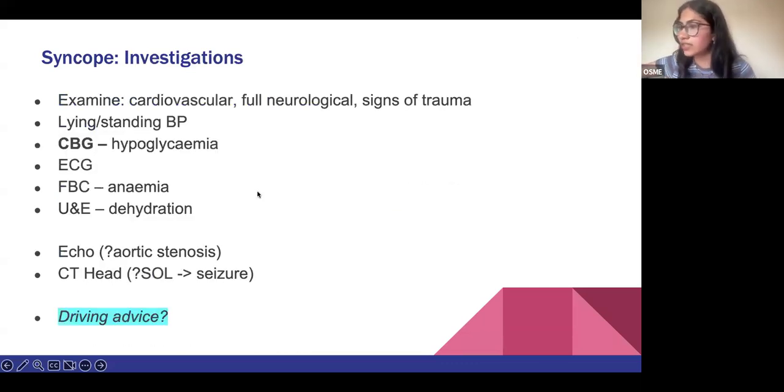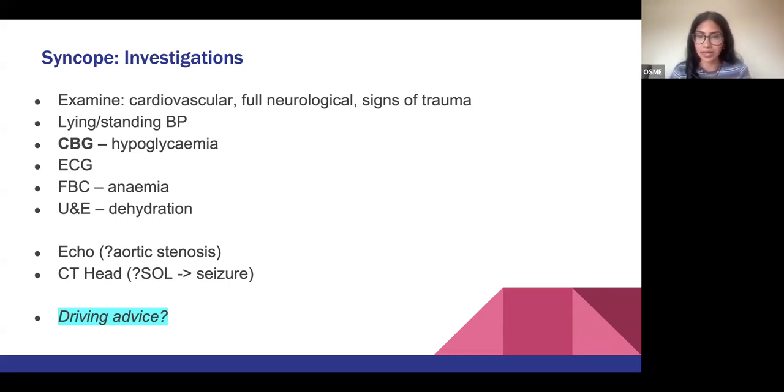Fine. And then investigations for syncope. You want to, again, do a cardiovascular exam and a full neurological exam, including peripheral neuro, because you can look for signs of sensory deficits, glove and stocking, that can point you towards diabetes. Any signs of trauma from if they fell over. Again, a full set of obs, but here specify that you want to take a lying and standing blood pressure to look for orthostatic change. And that's a drop of more than 20 millimeters mercury.